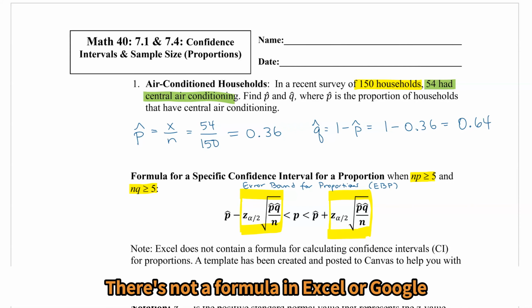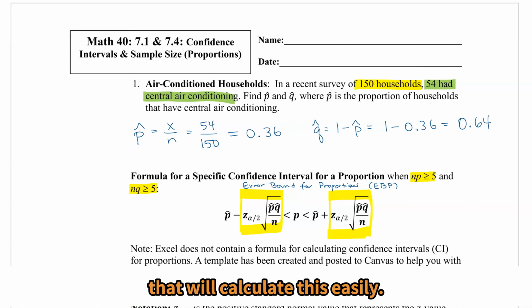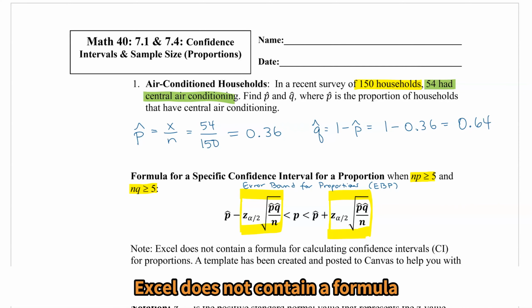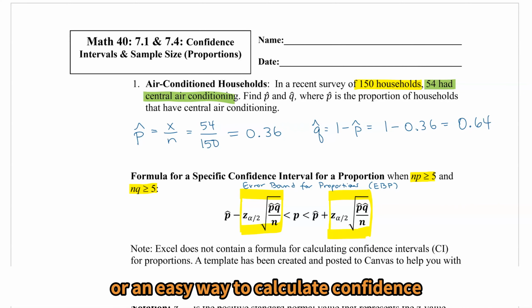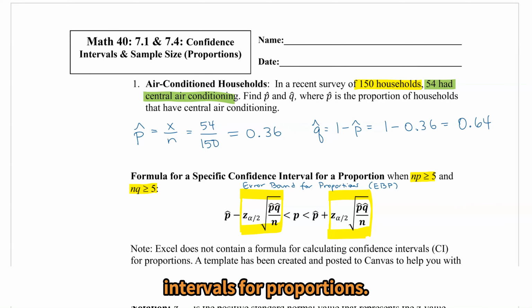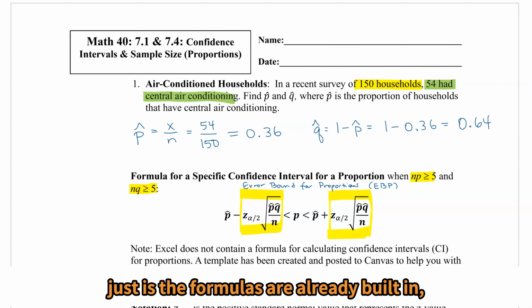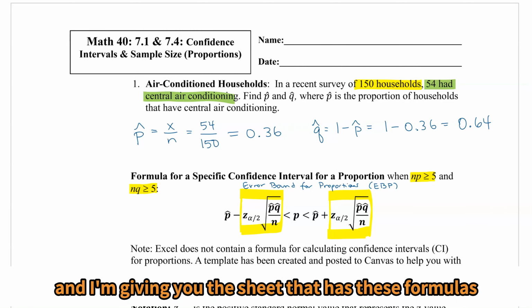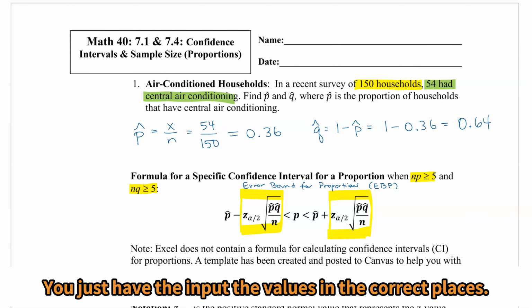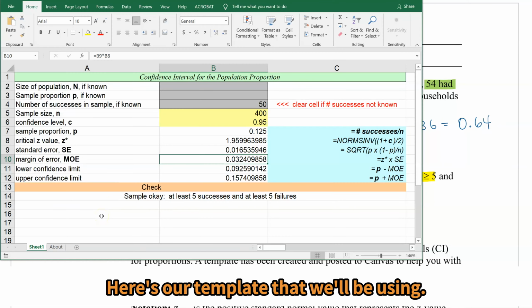There's not a formula in Excel or Google that will calculate this easily. Excel does not contain a formula or an easy way to calculate confidence intervals for proportions. So we're going to use a template that's been created. A template in Excel really just is the formulas are already built in, and I'm giving you the sheet that has these formulas in them. You just have to input the values in the correct places. Here's our template that we'll be using.